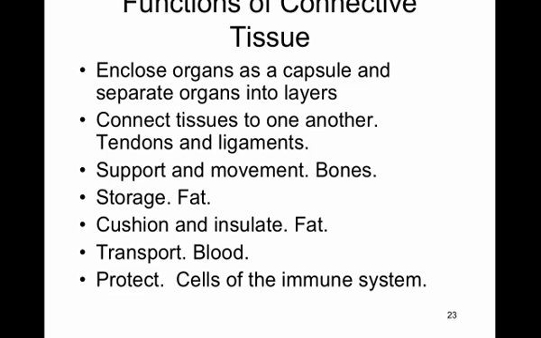A lot of your mesenteries and the membranes. They connect tissues to one another, like tendons and ligaments. What's the difference between a tendon and a ligament? Right, tendons attach the muscle to bone, and ligaments attach bone to bone. It's like in your knee, your ACL, that attaches your femur to your tibia.